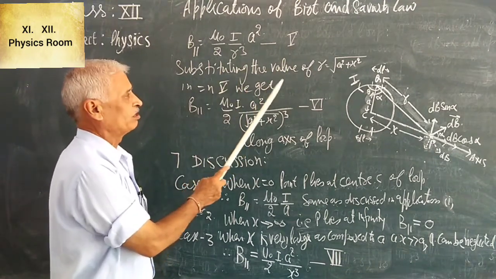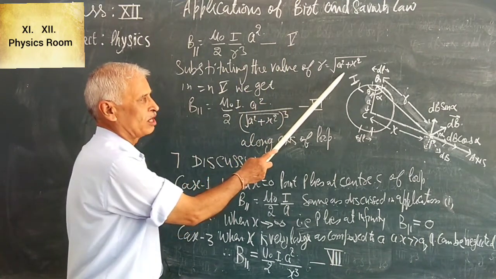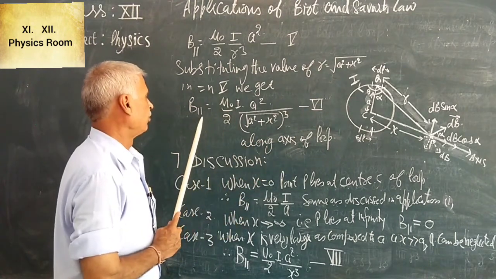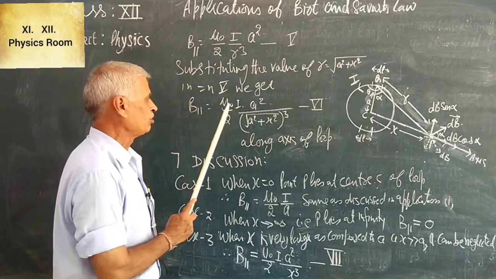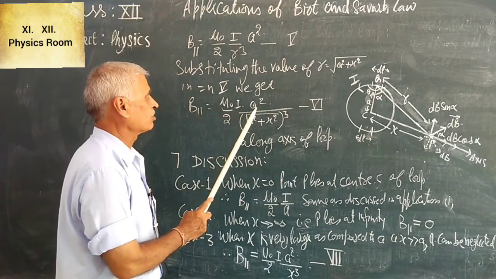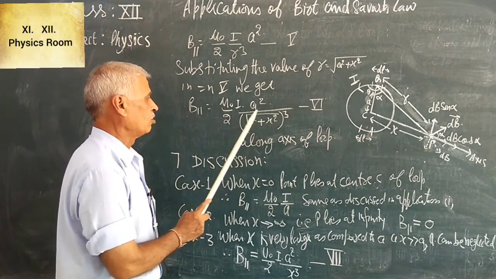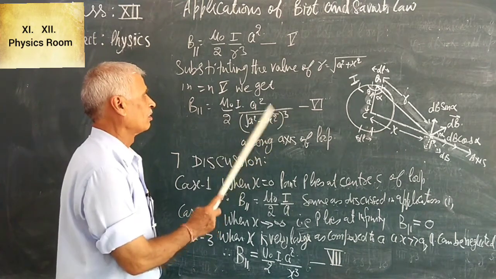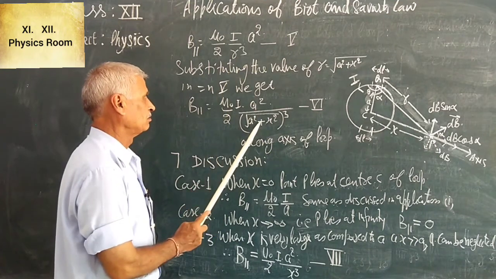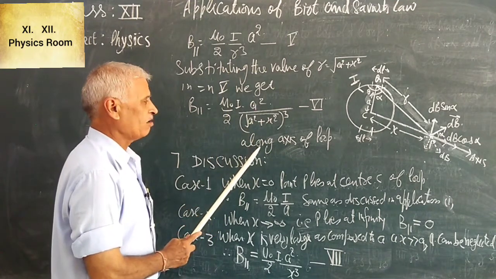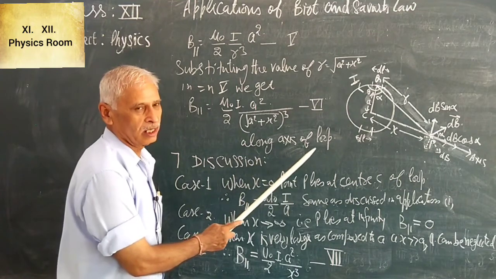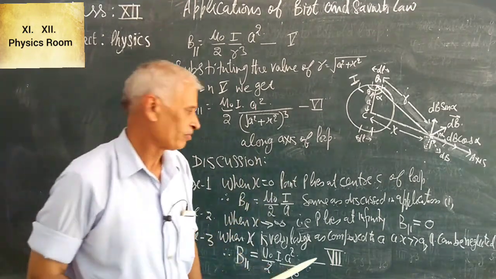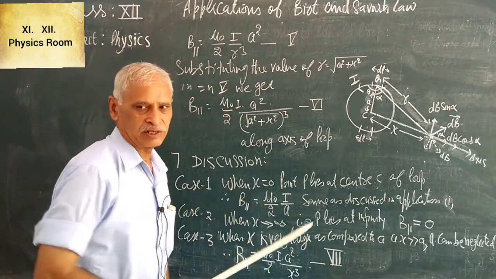Now substituting the value of r equal to under root a square plus x square from equation 1, we get B parallel is equal to mu 0 by 2 I a square divided by root of a square plus x square whole cube. We substitute the value of r here, and direction of magnetic field is along axis of the loop. Now we come to discussion. In discussion we take up case by case.